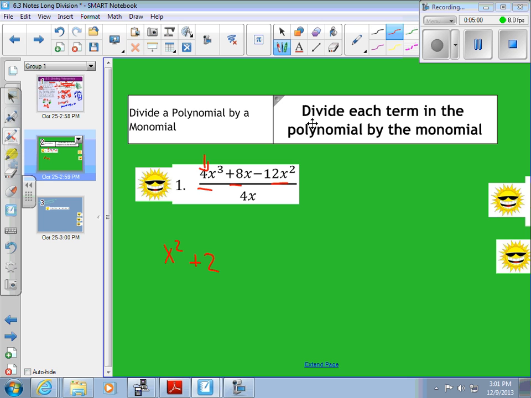The last one, it's a minus, so we don't think of that as negative. 12 divided by 4 would be negative 3. X squared divided by x, there would be one x term left, and that would be your answer.